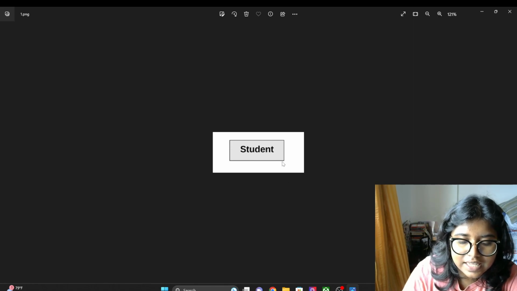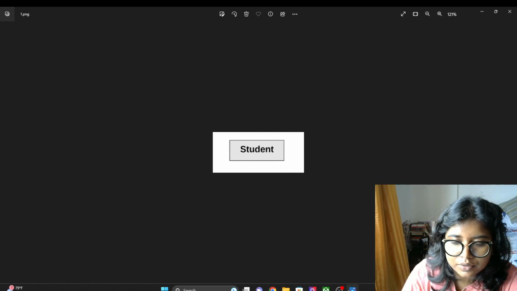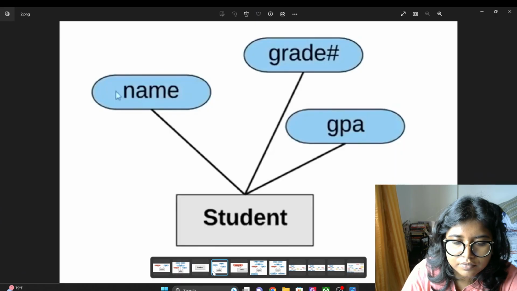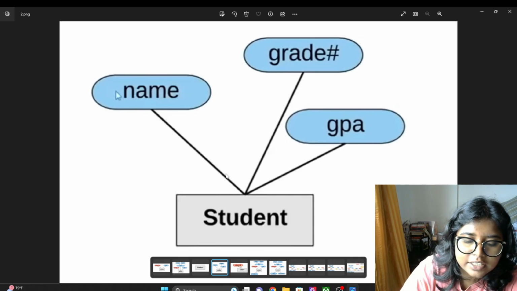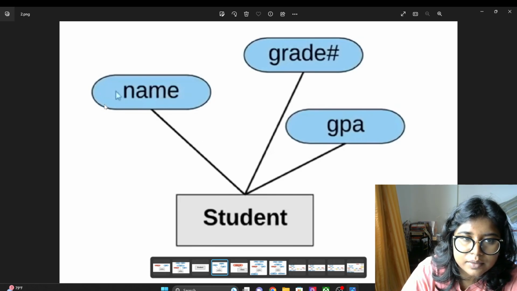So this is an entity. The entity is student. Next we're coming to this, which is an attribute. It contains specific pieces of information about an entity. So the attribute is name, grade, and GPA.